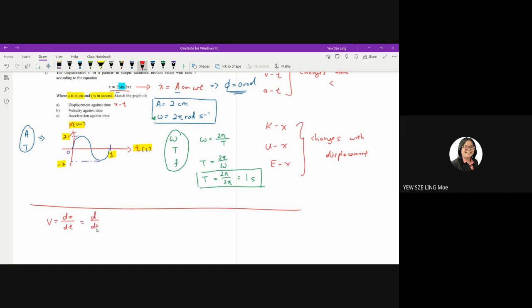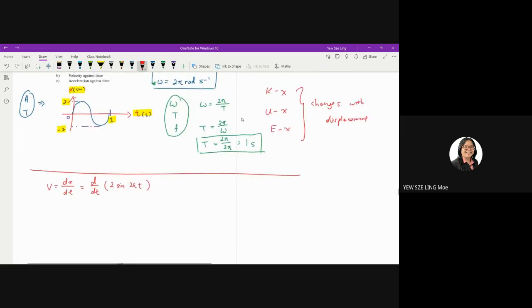So d over dt, and then 2 sine 2 pi t. Now, of course, if you think it's very hard to differentiate an equation with values, you can always differentiate the general equation, and then after that you plug in the values. So it's totally up to you. Which one is easier? It depends on you.